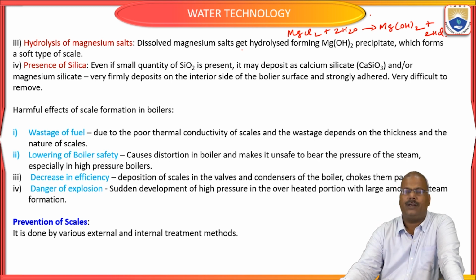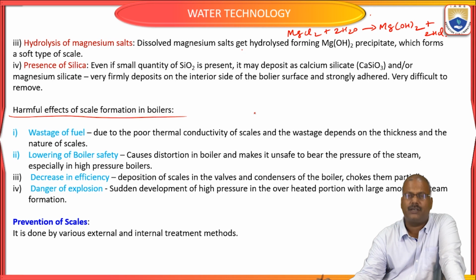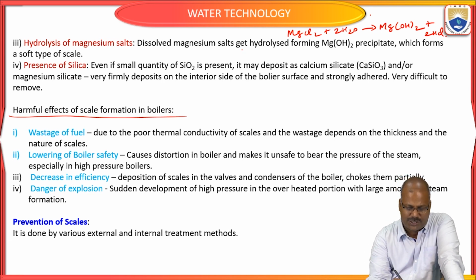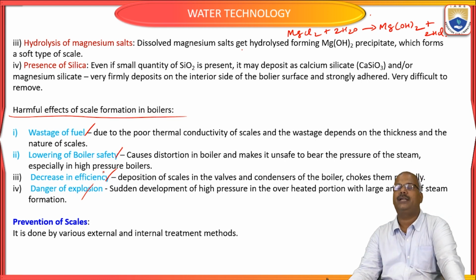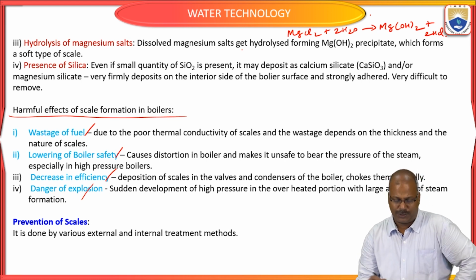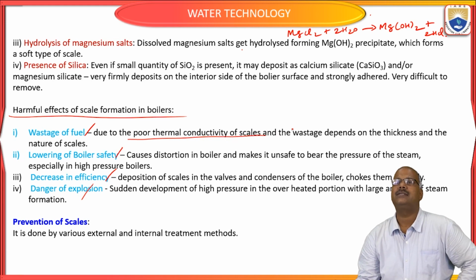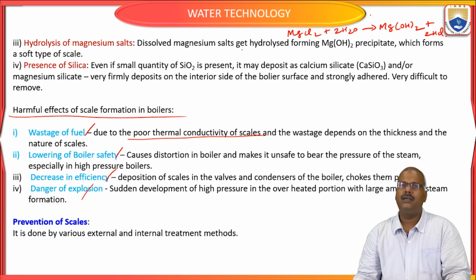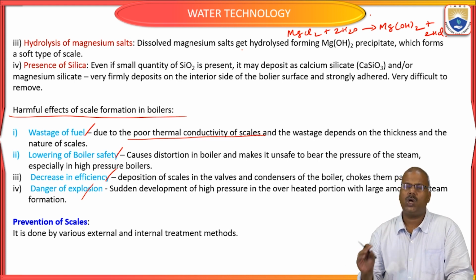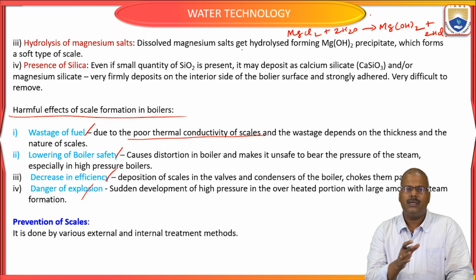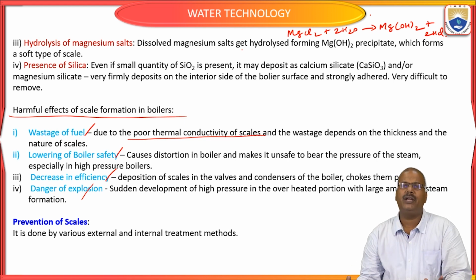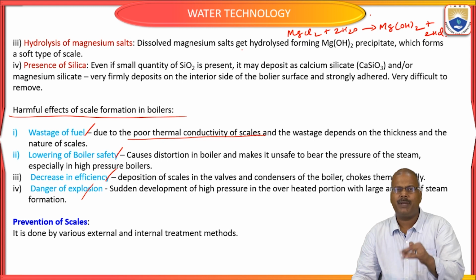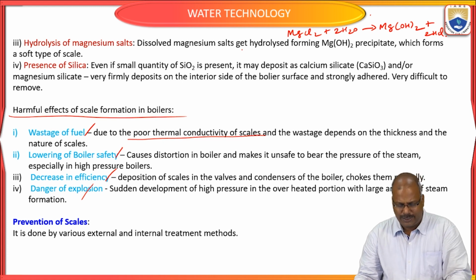Harmful effects of scale formation in boilers. We have seen wastage of fuel, lowering of boiler safety, decrease in efficiency of the boiler, and danger of boiler explosion. Wastage of fuel is due to poor thermal conductivity of scales, because when scales are strongly adhered on the walls of the boiler, the heat will not be spread or felt by the boiler equally in all places. In some places it may be more, some places less. So that is very dangerous, and also the wastage of fuel is more.